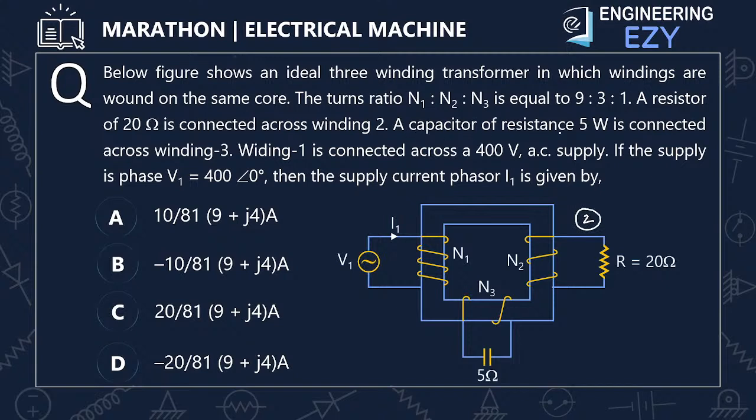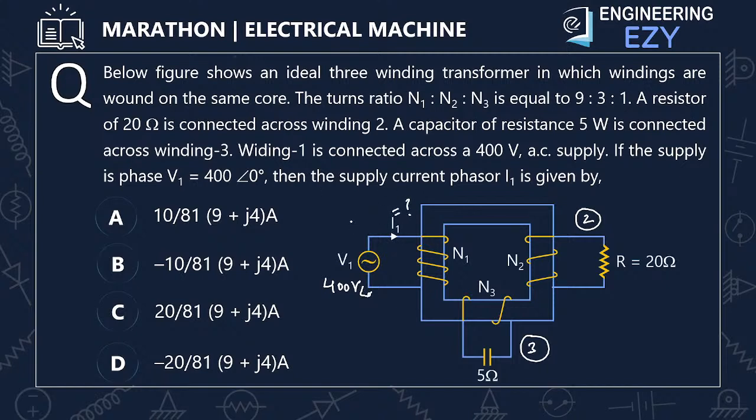A capacitor of reactance, it is not resistance, it is the reactance of 5 ohm, is connected across the winding 3. Winding 1 is connected across a 400 volt AC supply. It is the RMS value of the primary voltage, 400 volt. So if the voltage is the reference phase, V1 is 400 angle 0 degree. Then you have to calculate the supply current phasor I1.